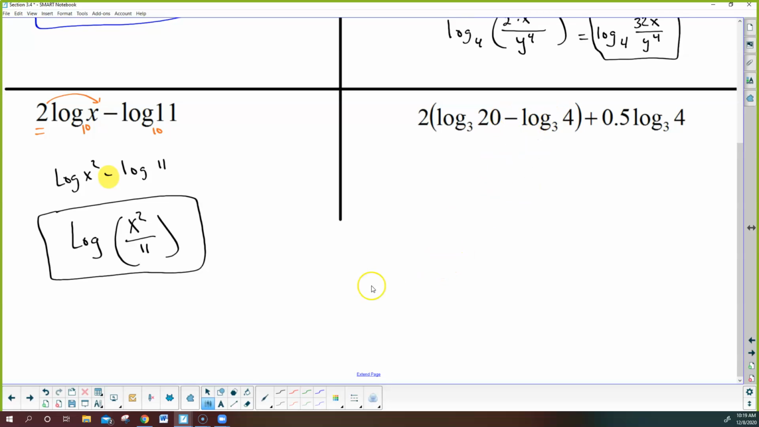Now this is a very interesting one because we have a 2 out in front, and this whole thing kind of looks confusing. So this is where I definitely would do 2 steps. Or actually maybe more, but I'm going to deal with the parentheses first. Okay, so let's take this, and if I have the base 3, I've got log 20 minus log 4. That is going to be 20 over 4, which those are numbers, right? We can do 20 divided by 4. That's 5.